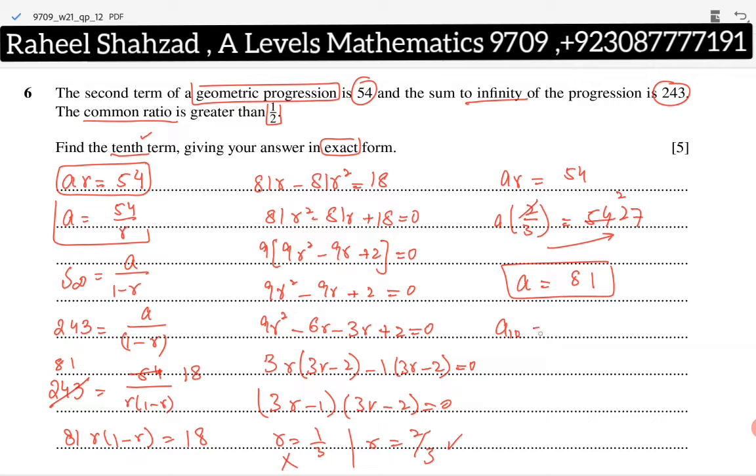So the 10th term is always equal to A R to the power 9. Now A is 81 and the common ratio we got is 2 by 3, 2 by 3 power 9. So A10 is equal to 81 times 2 by 3 power 9. So the 10th term is going to be 512 divided by 243, right?